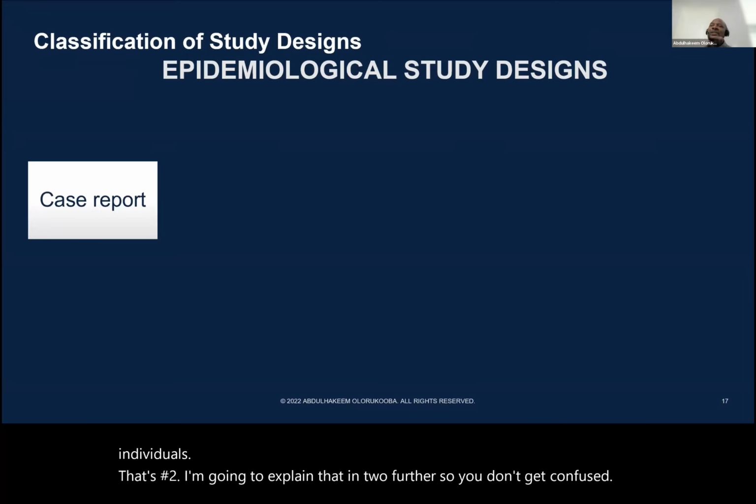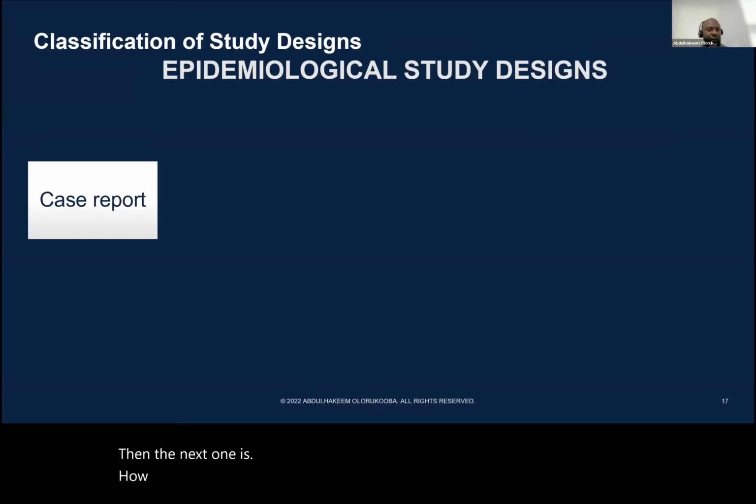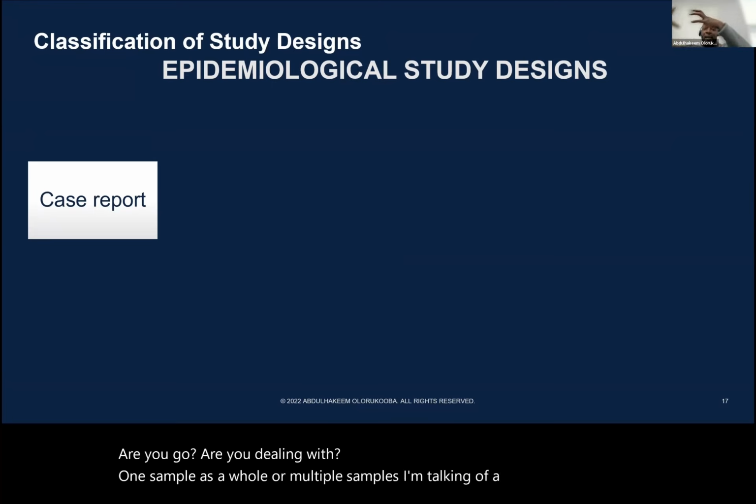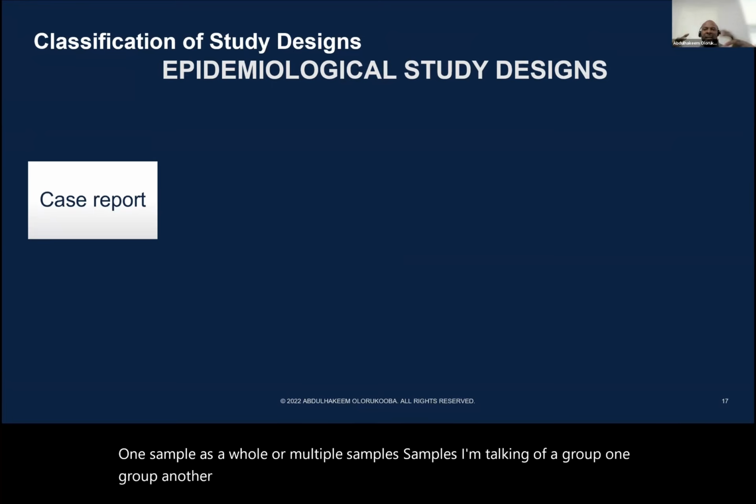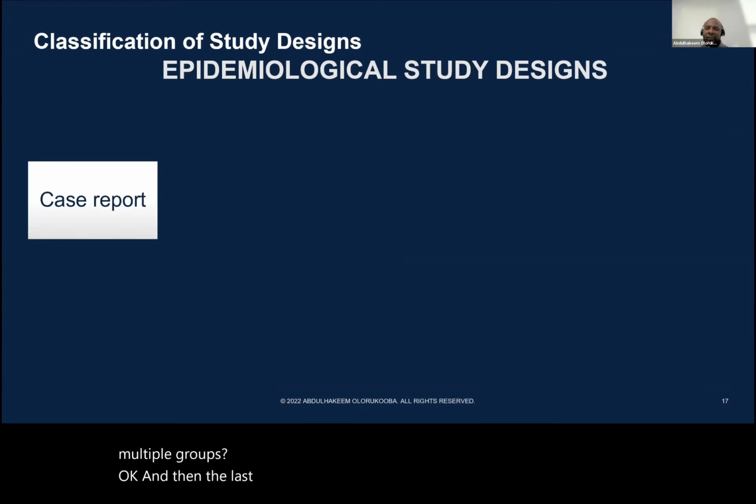Then the next one is how many samples are you dealing with? One sample as a whole or multiple samples? I'm talking of a group, one group, another group, a third group. Are you dealing with one group or multiple groups? Okay. And then the last one is the timeline.